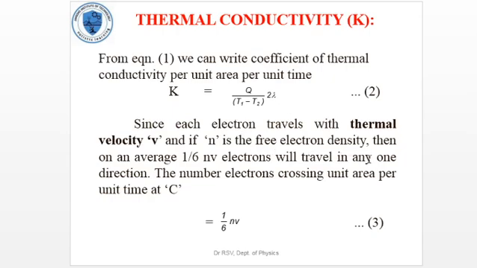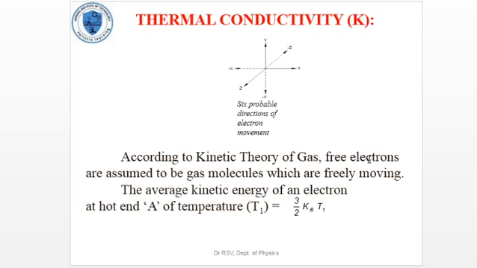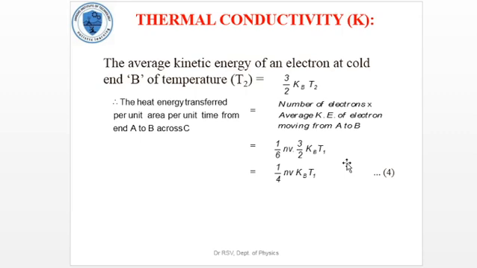Since each electron travels with thermal velocity V, and if N is the free electron density, then on an average 1 by 6 NV electrons will travel in any one direction. The number of electrons crossing unit area per unit time at C is 1 by 6 into NV. According to kinetic theory of gas, free electrons are assumed to be gas molecules which are freely moving. The average kinetic energy of an electron at hot end A of temperature T1 is equal to 3 by 2 kb into T1. The average kinetic energy of an electron at cold end B of temperature T2 is equal to 3 by 2 into kb into T2.